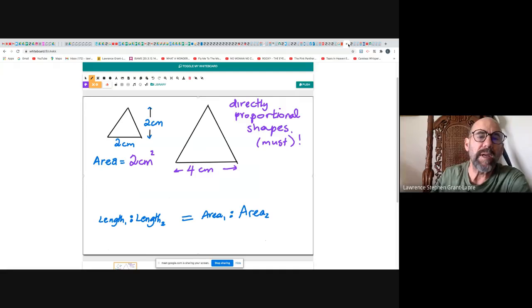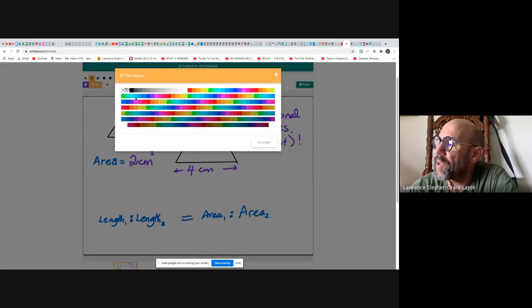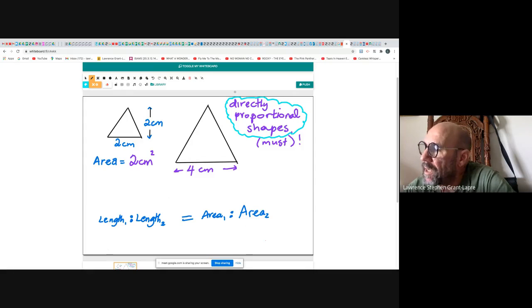I'm going to be looking at area and length. Now, what we're going to do is take one shape and give a second shape that is directly proportional to the first shape. It's important that it's directly proportional, which means if one doubles, the other doubles. If one triples, if this shape triples, then the other one is 3 times bigger.